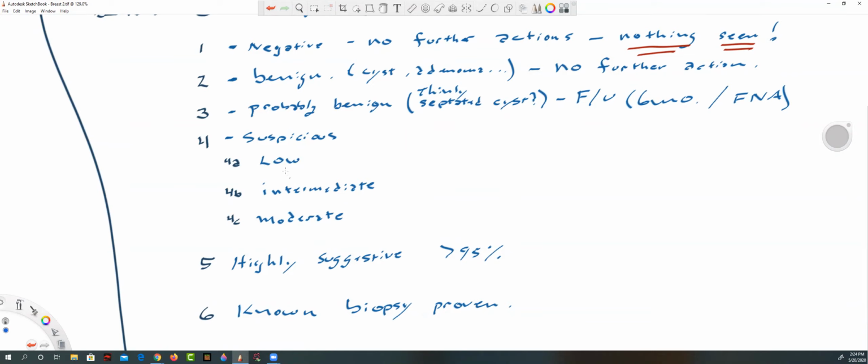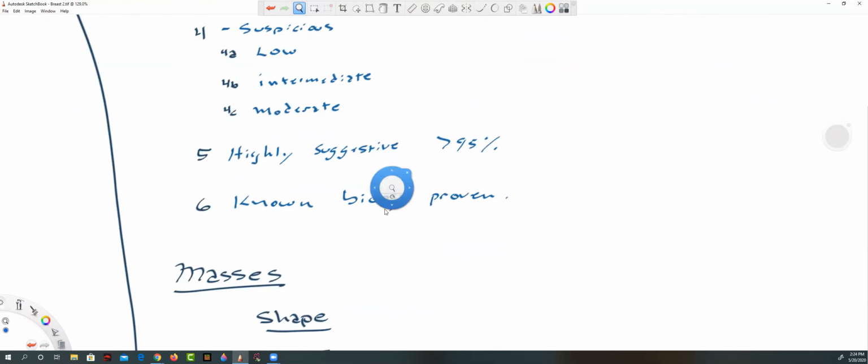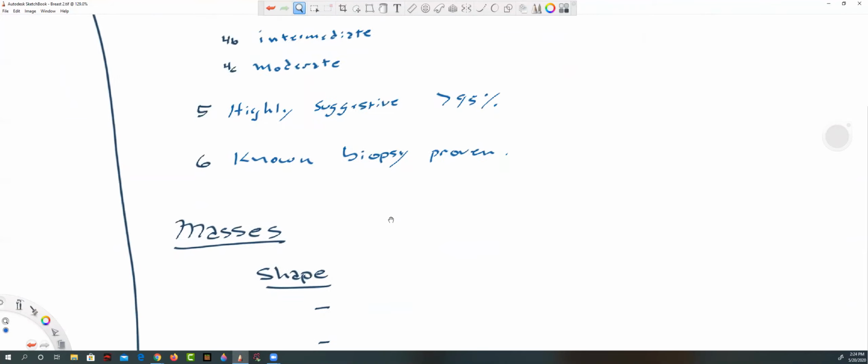Suspicious, now we're starting to get some other things that we start to look at, and most of those things are down lower on the list here. We'll talk about them. Highly suggestive means they take one look at it and say, oh yeah, that's cancer. And then 6 is biopsy proven.